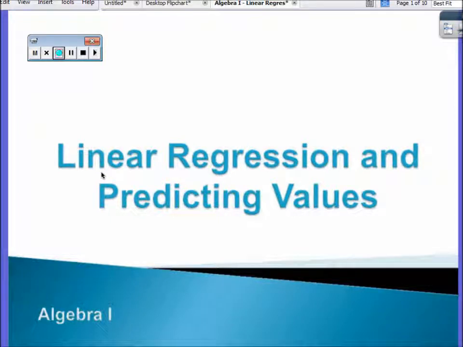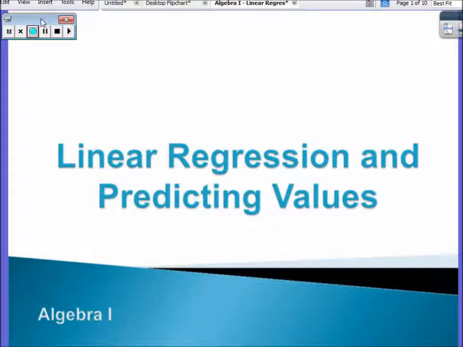Hi guys, so today we are going to be taking notes on linear regression and predicting values. So hopefully you have your note sheet out in front of you and you're ready to get started.